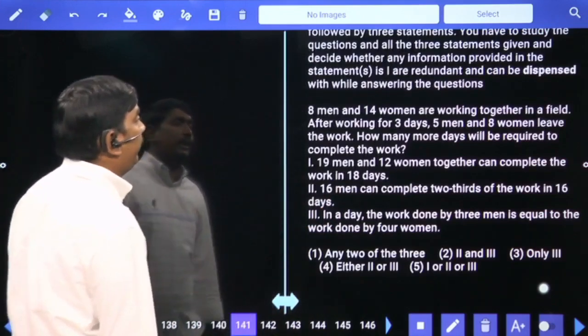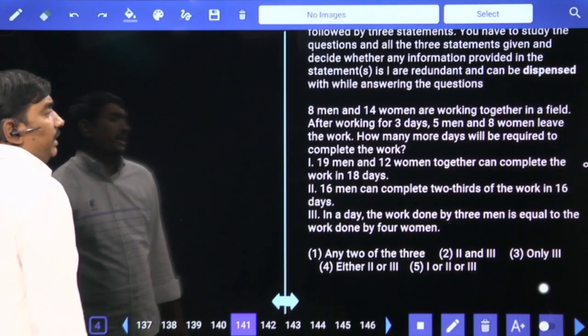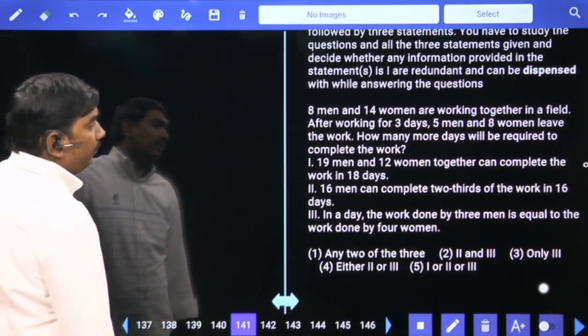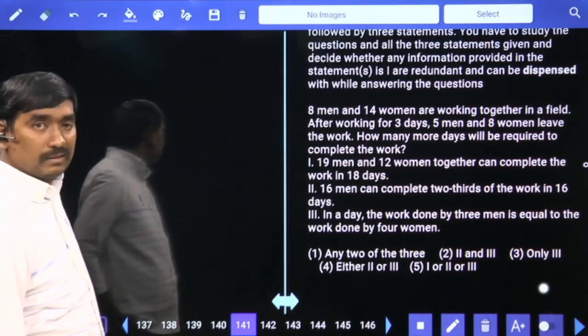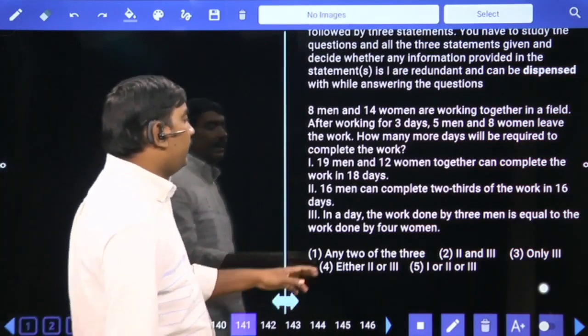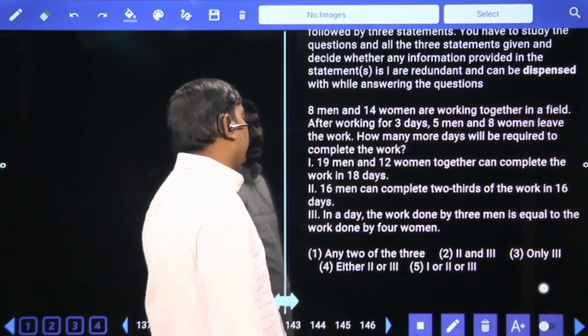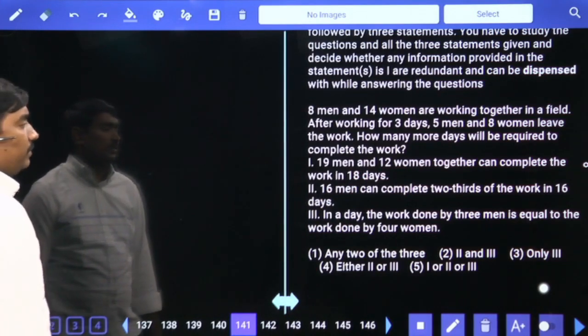8 men and 14 women are working together in a field. After working for 3 days, 5 men and 8 women leave the work. How many more days will be required to complete the work? So if you know the men data and women data, you will get the answer. 19 men and 12 women together can complete the work in 18 days. No, not possible.